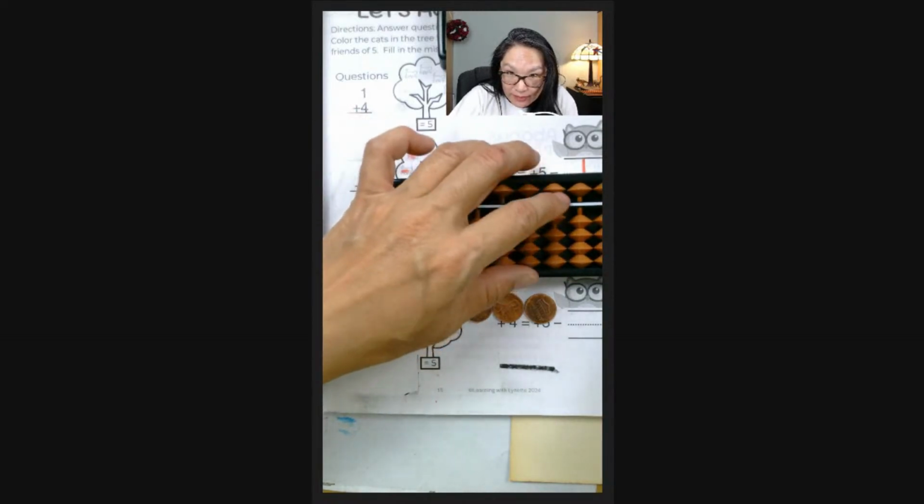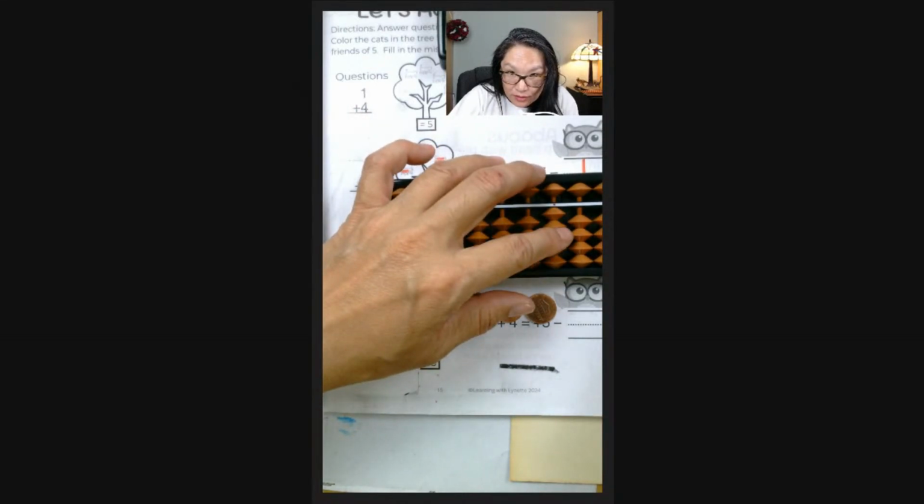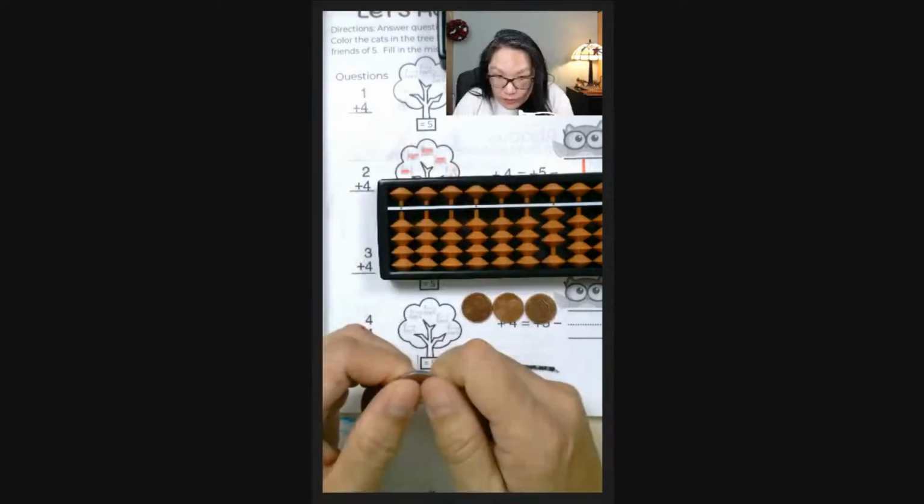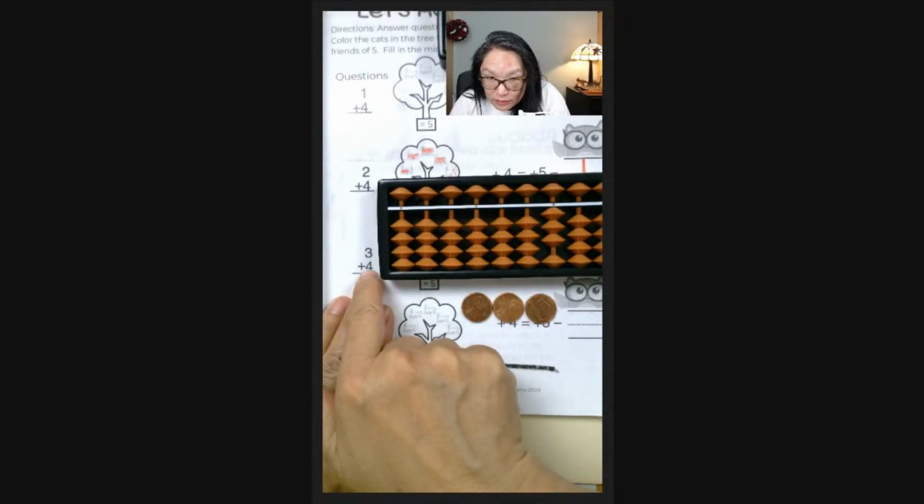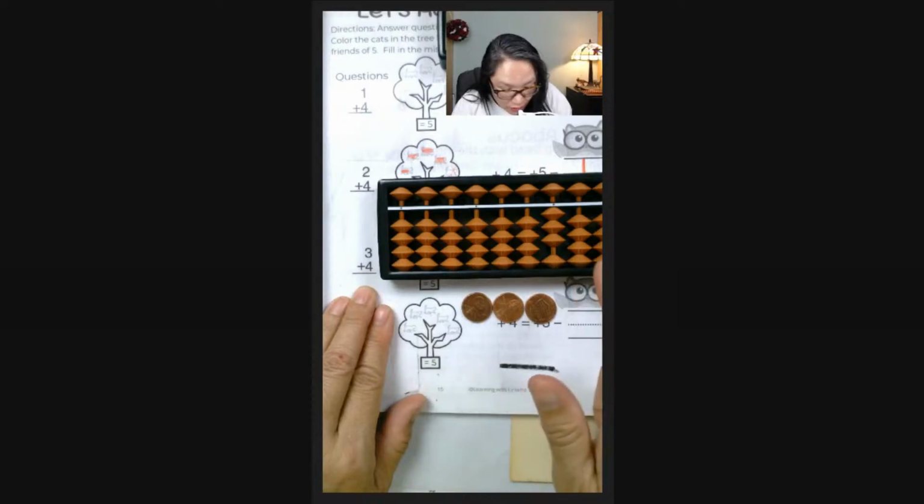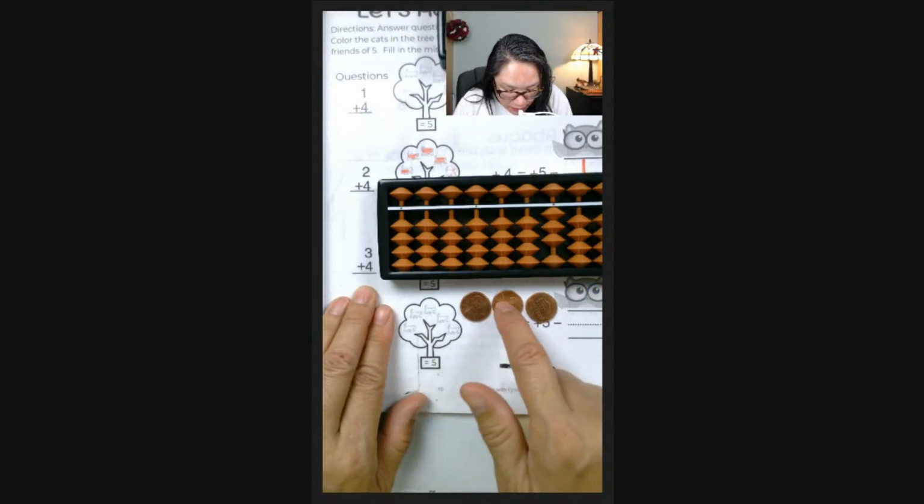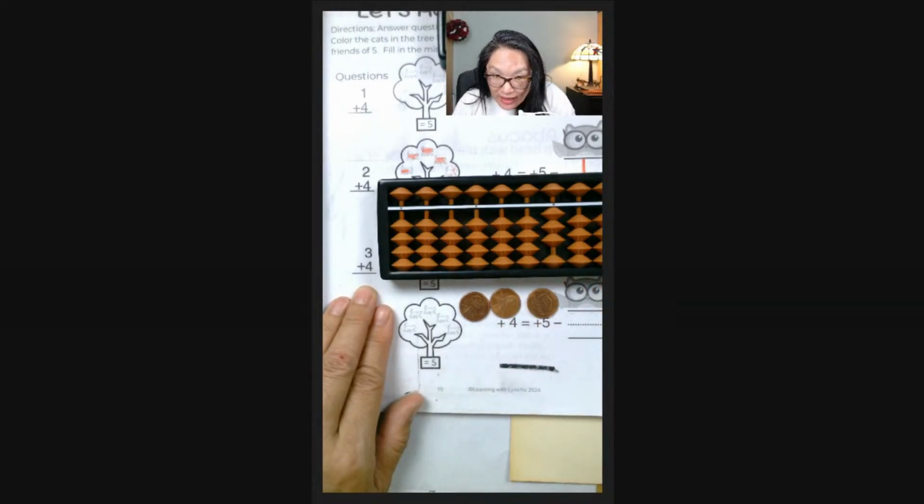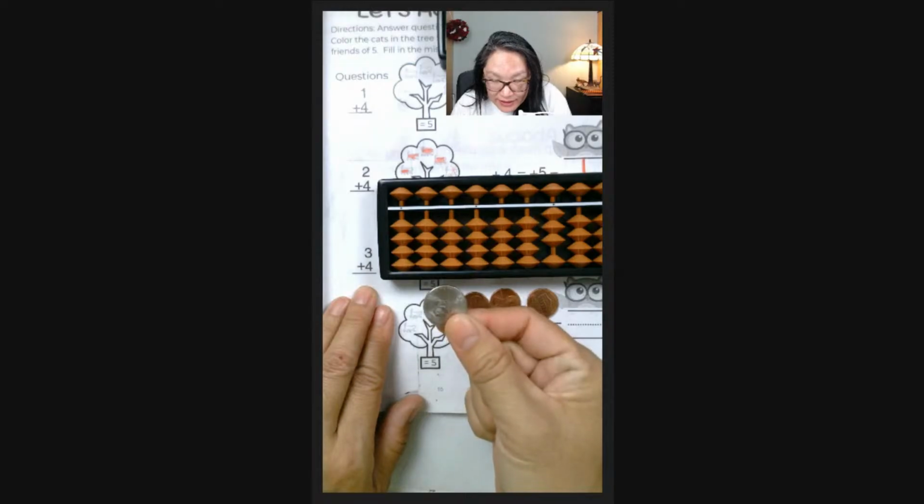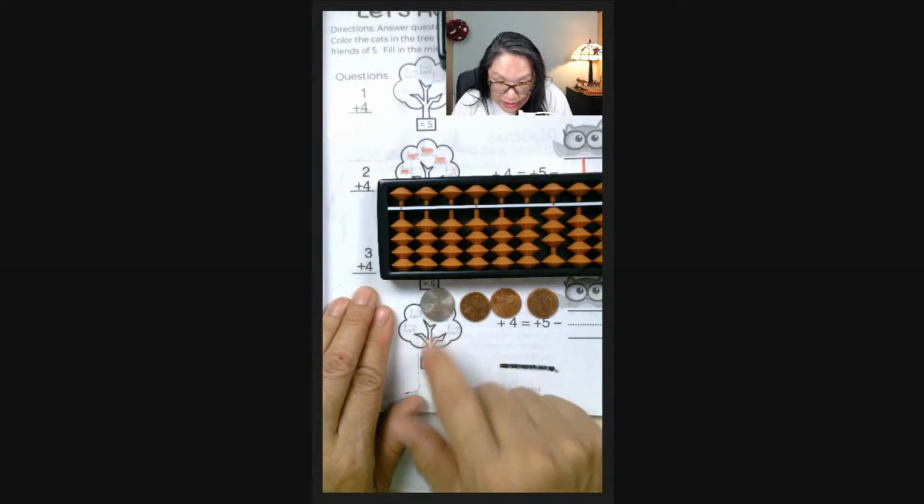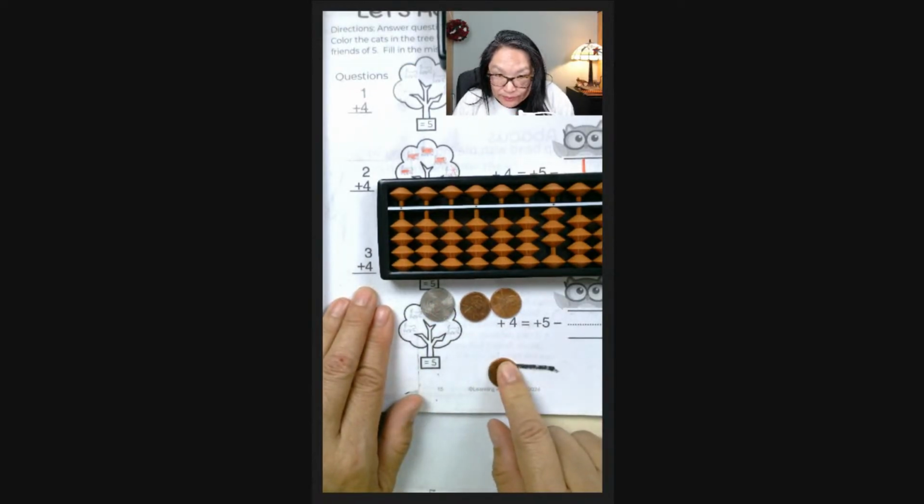If I had 3 on my abacus, 1, 2, 3, I have 3 on my abacus. And then I need to add 4, but I don't have enough beads. I don't have any more pennies. So what am I going to do? I have a nickel. Because I have a nickel, I'm going to give you my nickel, but that's too much. I need to take away 1.